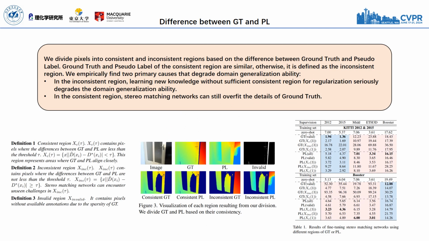We divide pixels into consistent and inconsistent regions based on the difference between ground truth and pseudo-label. Ground truth and pseudo-label of the consistent region are similar, otherwise, it is defined as the inconsistent region. We empirically find two primary causes that degrade domain generalization ability. In the inconsistent region, new knowledge without sufficient consistent region for regularization seriously degrades the domain generalization ability. In the consistent region, stereo matching networks can still overfit the details of ground truth.